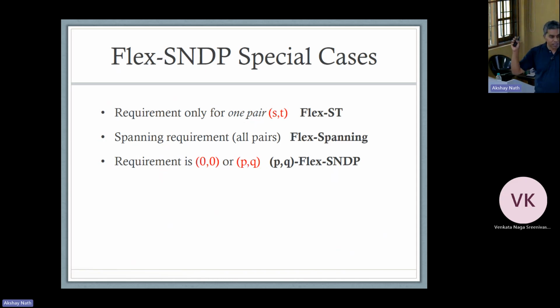Typically, we want to study the single pair, the spanning case, and the general case. In some sense, the single pair and the spanning case are easier-to-think-about special cases. And ideally, like Jain's result, we would like to solve the big one, where we get the full general case. So these are the kinds of classifications we like to study.